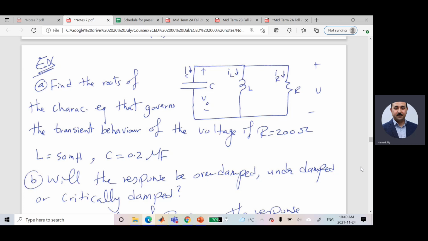If alpha square is greater than omega O square, then I have a specific solution. If alpha square is less than omega O square, I have another solution. If alpha square is equal to omega O square, I have a third solution. So by finding alpha square and omega O square, I can choose one of three different solutions based on whether it is step or natural response, and whether it is RLC parallel or series. I can find different values of alpha.